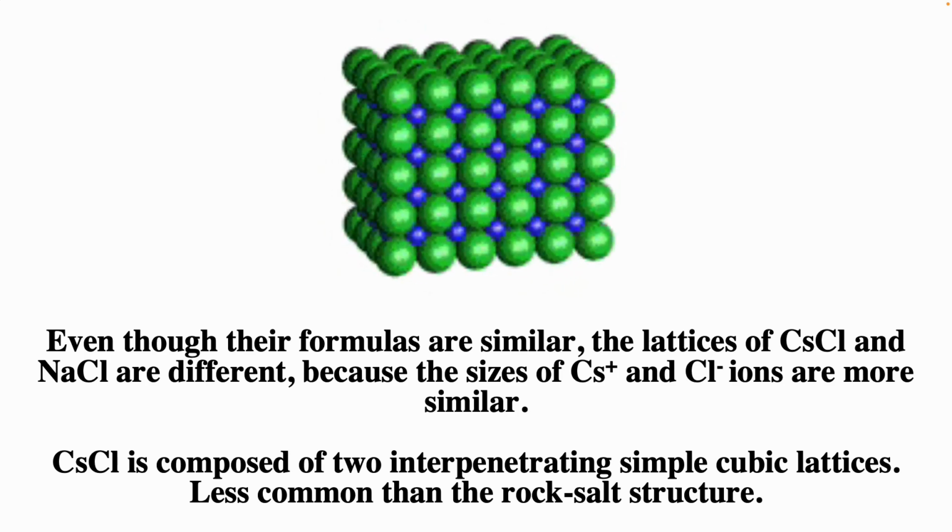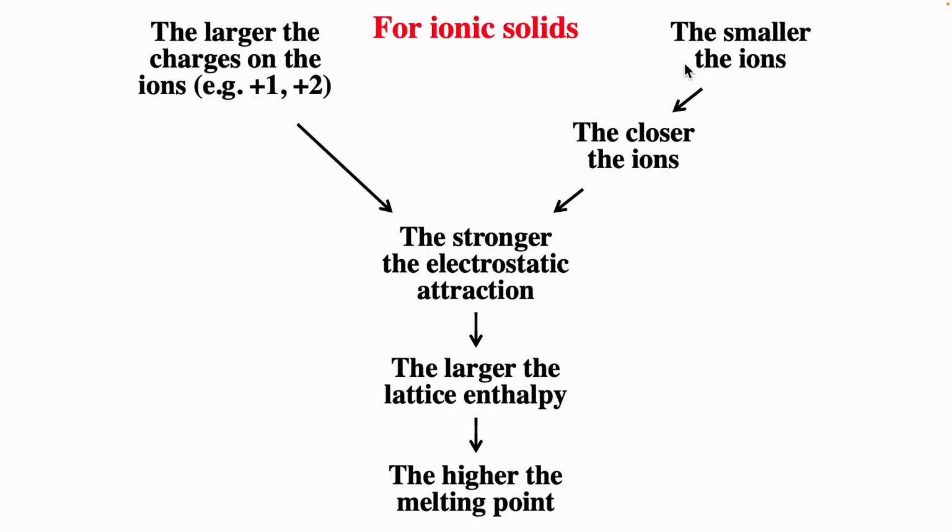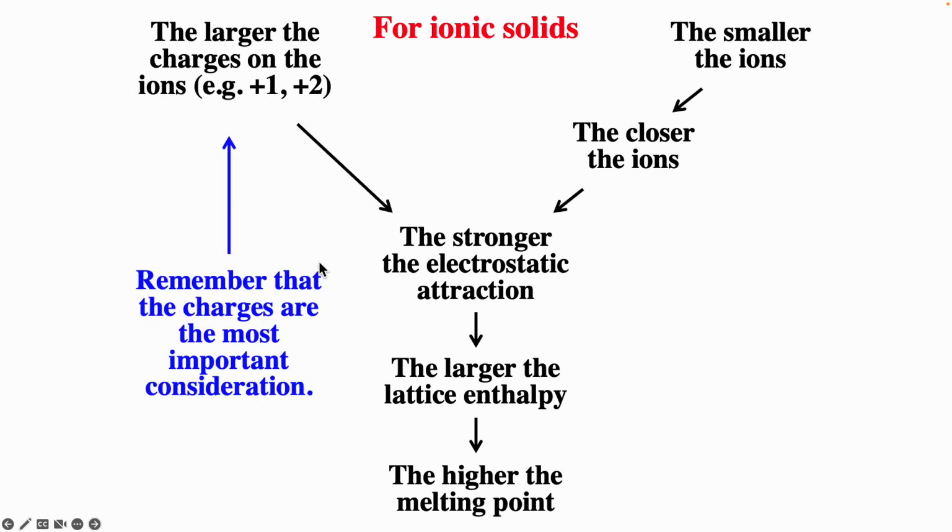And again, you just think about it in terms of a different ratio of the radii. Now, for ionic solids, the absolute charge of the particles is the most important in determining the relative strength of the ion-ion interaction. The larger the absolute charge, stronger attraction, larger lattice enthalpy, higher melting point. Secondary consideration is the smaller ions, closer ions, stronger electrostatic attraction, larger lattice enthalpy, higher melting point. But again, the size of the charge is the most important consideration.